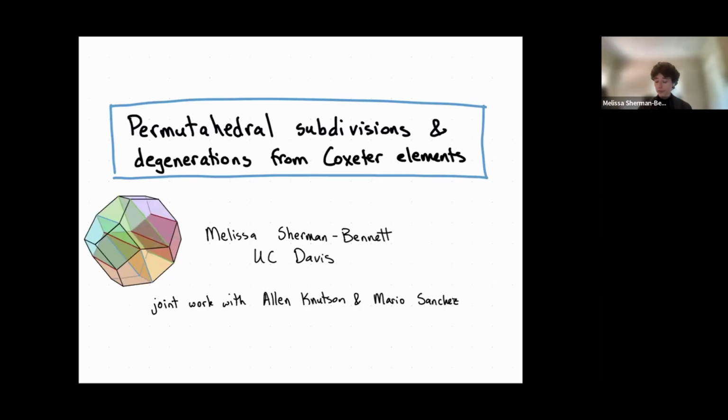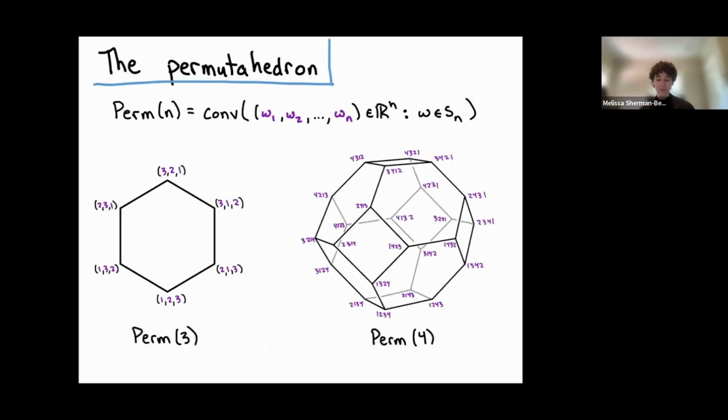Okay, so, the only maybe disadvantage of Zoom conferences, well, there are many advantages, is that I'm not sure how many of the other talks you've been to, so I'm going to review some background that has already been gone over. But the first thing I want to talk about is just what is the permutahedron.